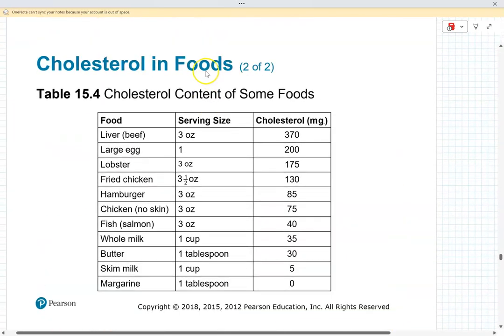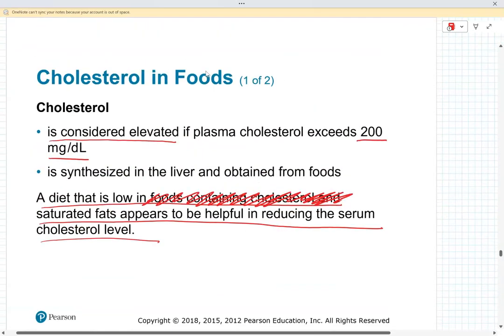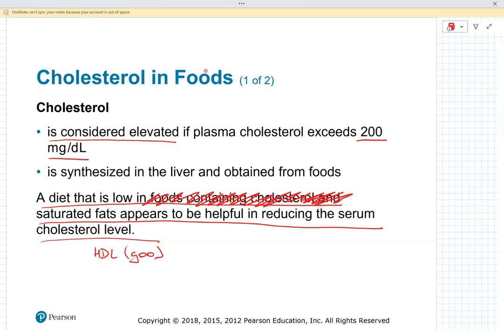So actually, let's talk a little bit more about cholesterol. Have you heard about high density and low density lipoproteins, or good cholesterol and bad cholesterol? Okay? So there's HDL, which is good cholesterol. You want it to be up. And there's LDL and VLDL. You want them to be down. Let me explain why.